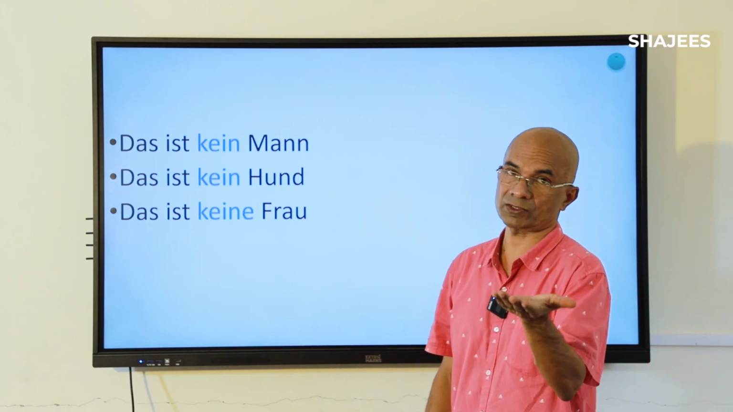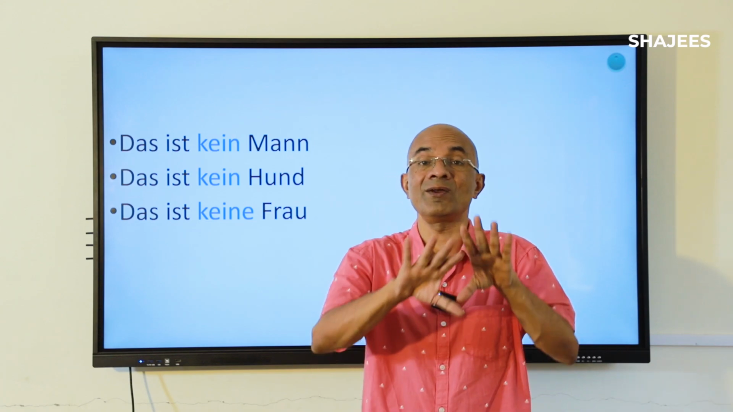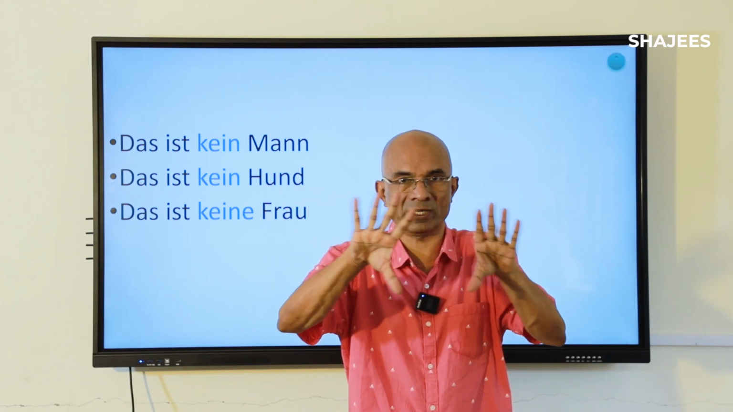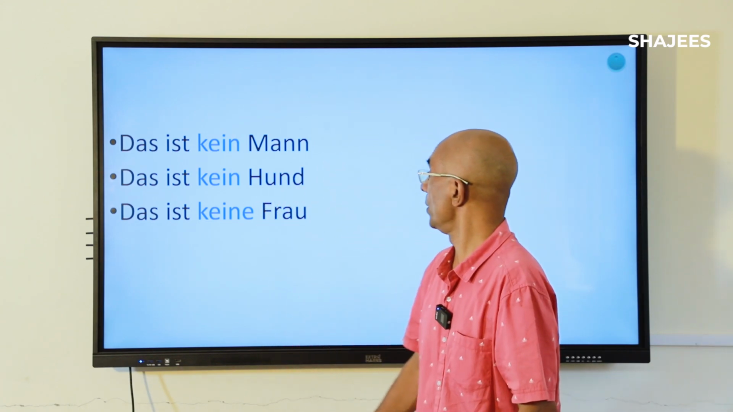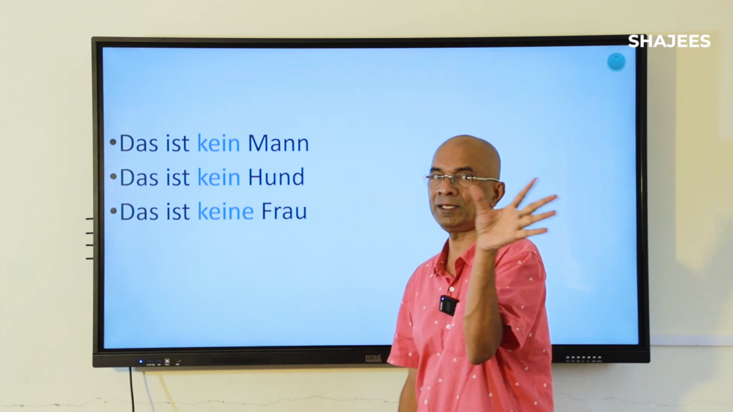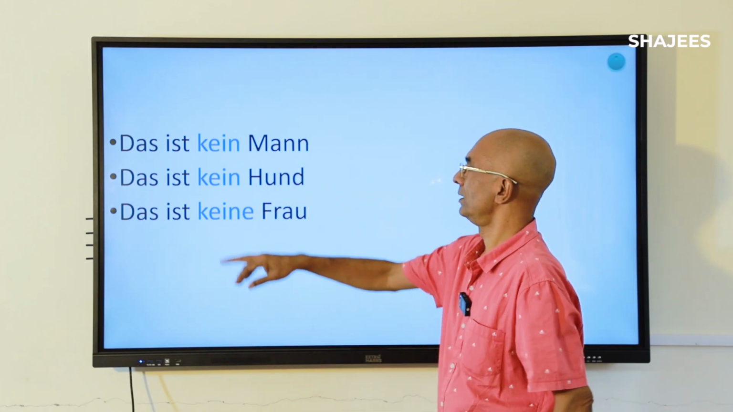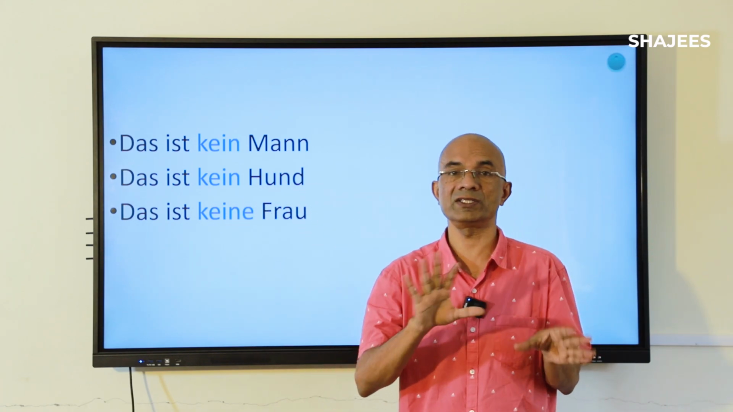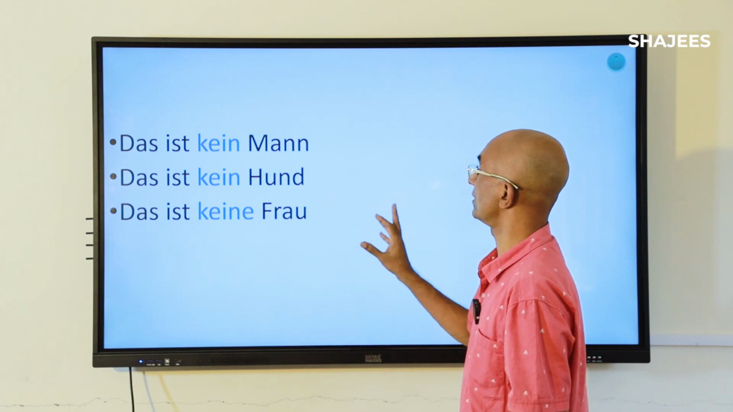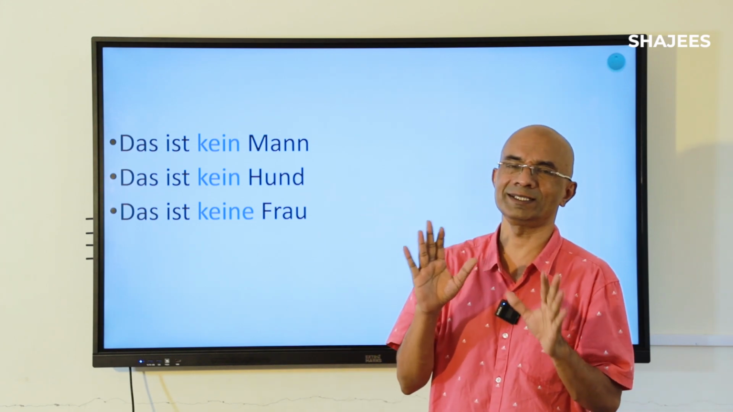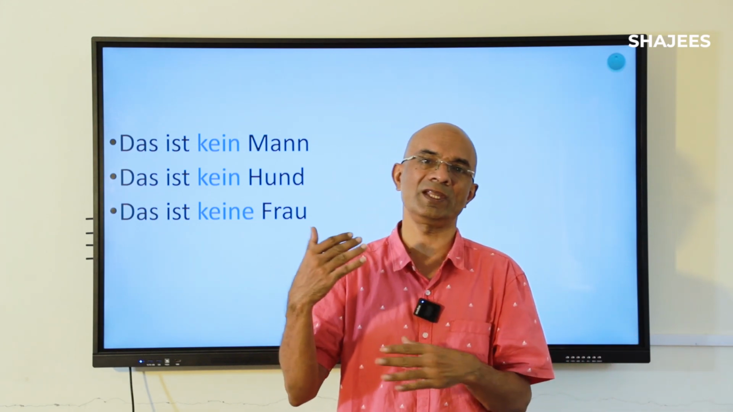Next one: if you want to negate it, you say no, that is not a man, that's not a Frau, or that's not a dog. We say, das ist kein Mann. That is not a man. Das ist kein Hund. That is not a dog. And das ist keine Frau. No, that is not a Frau, it's something else.